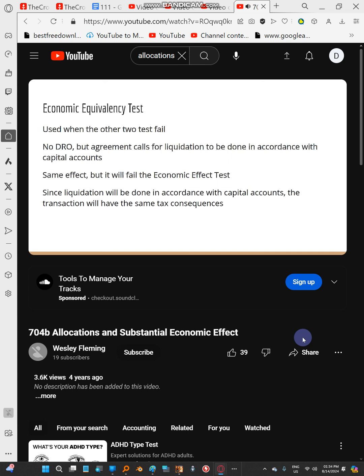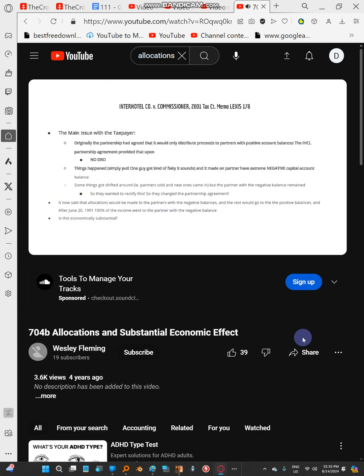So you can do a liquidation calculation, and you will essentially end business operations on that day and make sure everything gets divvied up in accordance. And this would be fleshed out a little more in the partnership agreement. But to better explain this, we have a court case to put a little more solid example around it. So our court case is Interhotel versus Commissioner, and it's an appeal court case.